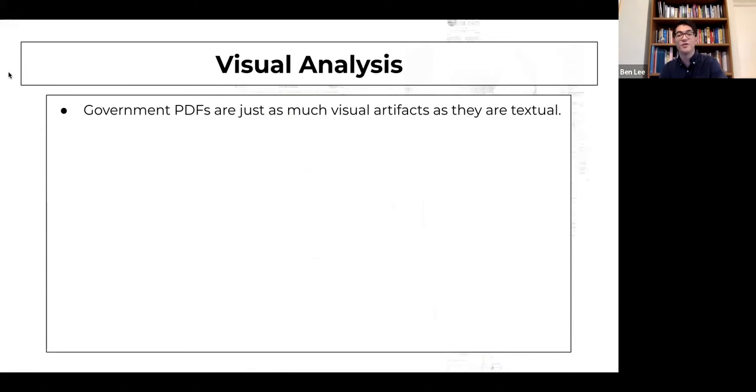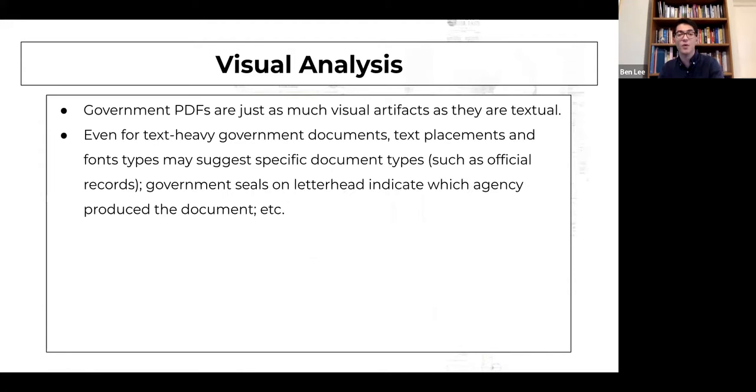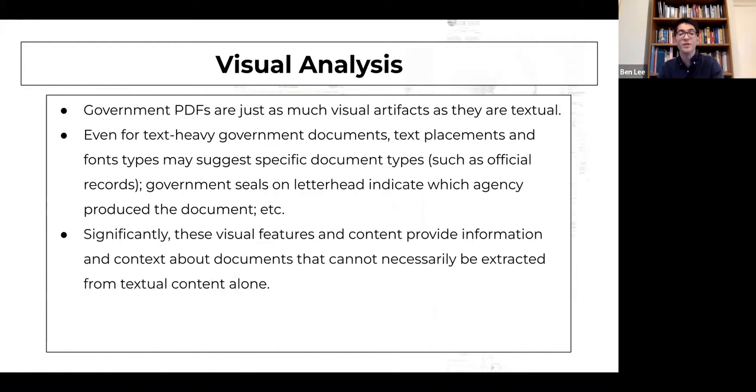Government PDFs are just as much visual artifacts as they are textual ones. So here with text-heavy documents, we can find text placements or font types may suggest specific document types like official records, and government seals on letterhead indicate what agency produced the document. And so these visual features provide information that cannot necessarily be extracted from just the textual content or metadata facets.